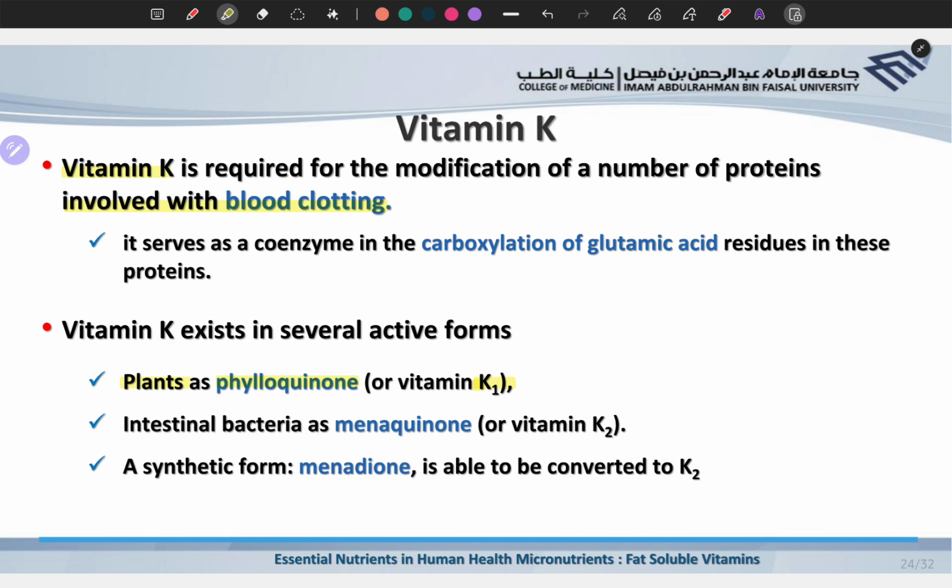K2 is synthesized by the intestinal bacteria. K2, menaquinone. So naturally, in any condition where there is a decrease in intestinal bacteria, there will be deficiency of vitamin K. Which condition do you think there will be a decrease in the intestinal bacteria? Yes, antibiotics. Taking a broad spectrum antibiotic. What happens?